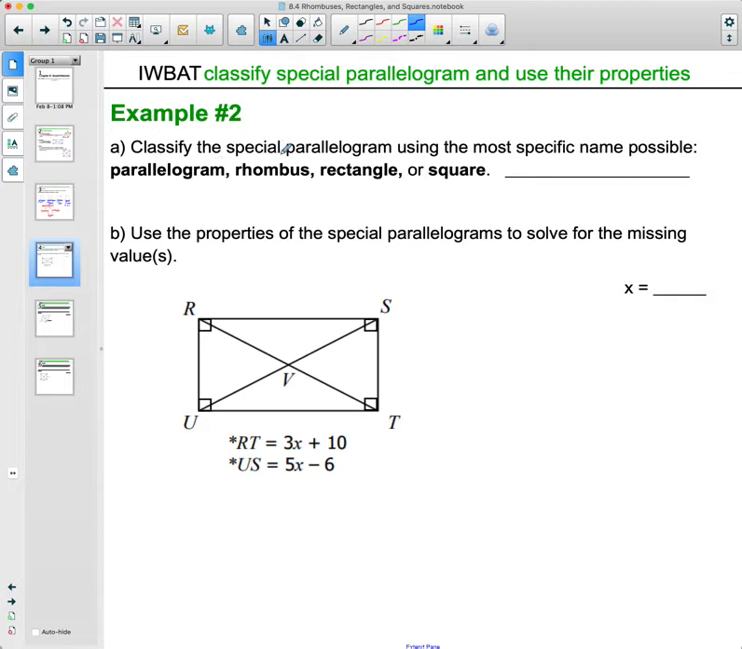All right, classify each special parallelogram using the most specific name. If we take a look at this parallelogram down here, it told us that it's a parallelogram. Then we see all 4 angles are equal, so this is going to be a rectangle.